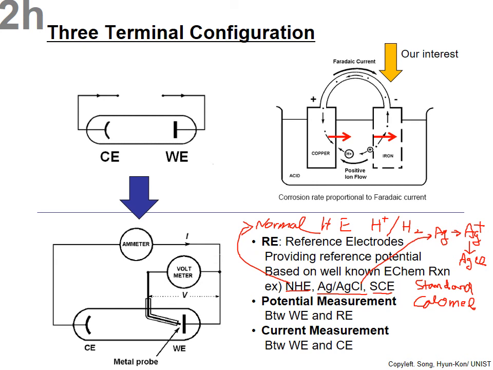Again, potential is measured between working and reference electrode. So we could estimate the change of potential of working electrode because the reference electrode provides a constant potential. However, current is measured between working and counter electrode, like in the two-terminal configuration. That is the three-terminal configuration electrochemical cell.